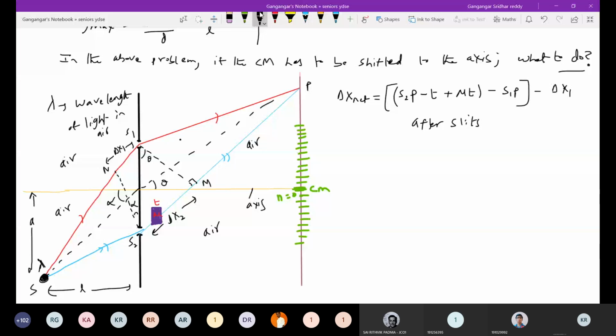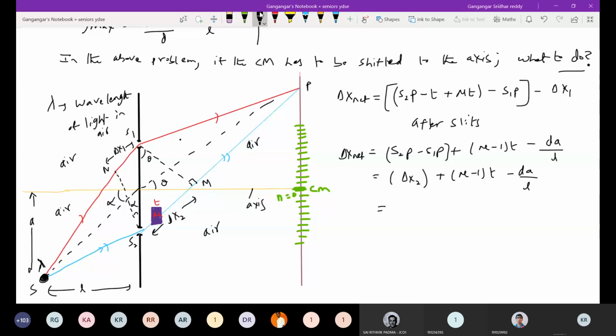So it should be mu. Delta x1 we directly know, shall I write it as dA by small l, like we discussed previously. S2P minus S1P, this is the path difference due to geometry, delta x2. You can write this as dy by capital D. But what was the condition that was asked? The central maxima should come where? It should be here. That was the condition given. So what should be the value of y for that to happen? Y should be 0.